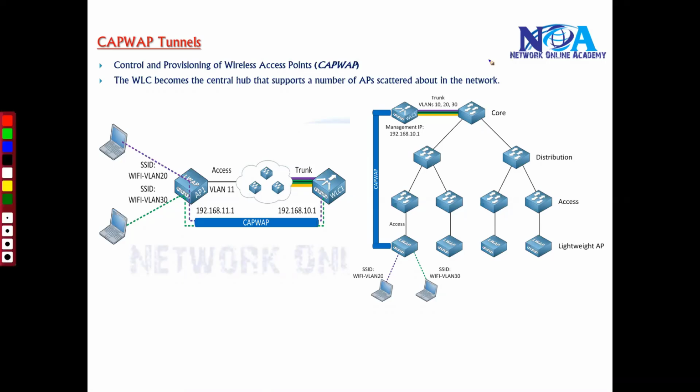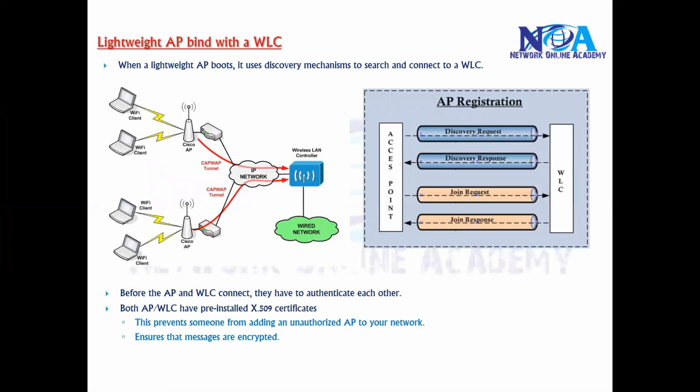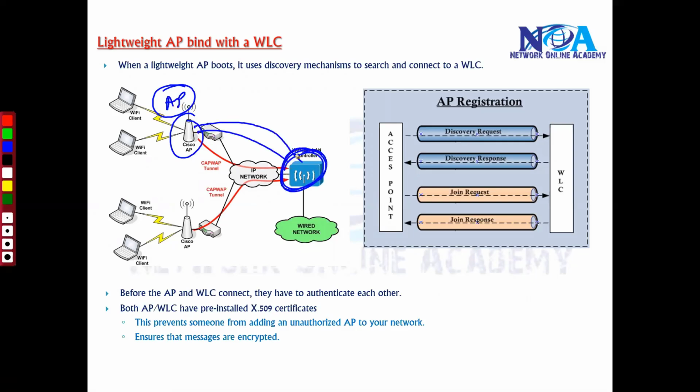Now, the next thing we'll try to understand is CAPWAP tunnels. CAPWAP stands for Control and Provisioning of Wireless Access Points. In the previous section, we discussed authentication, basically how the access point is going to bind with the WLC through the discovery process, where every access point discovers and establishes a connection with the WLC. Then it builds a tunnel, and we call this a CAPWAP tunnel.